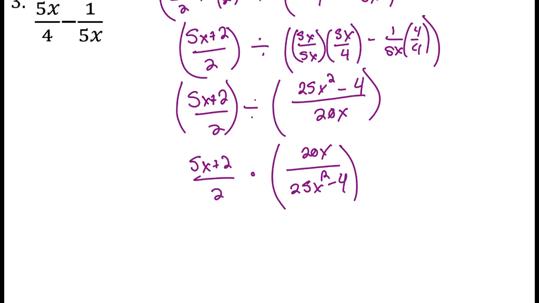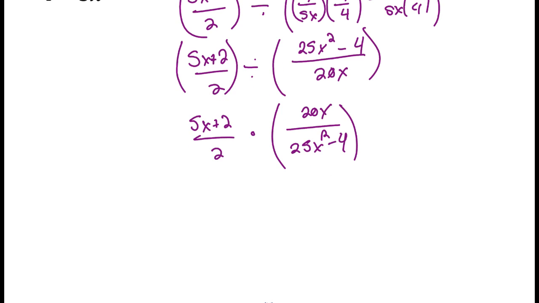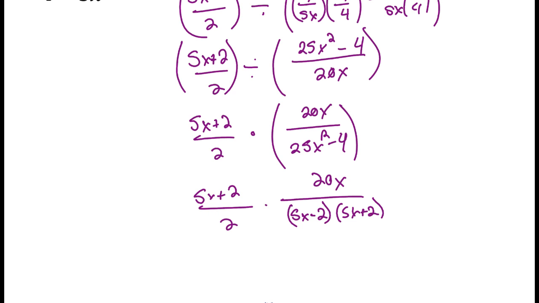And hopefully you're looking at 25x squared minus 4 and saying, wait a minute, that's the difference of perfect squares. That's 5x minus 2 times 5x plus 2. And that 20x is left on the top. So I can simplify as long as there's a common factor in the numerator and the denominator. And both of these expressions have a factor of 5x plus 2. So we say goodbye to the 5x plus 2 because they divide to 1.